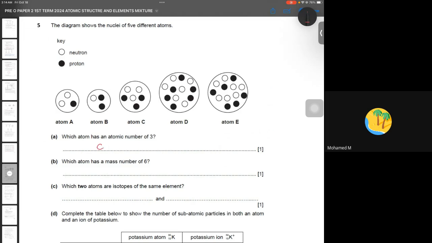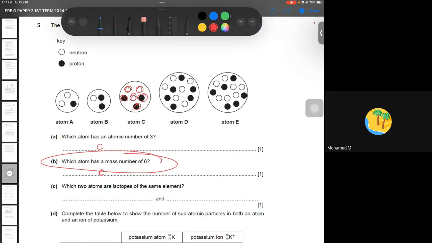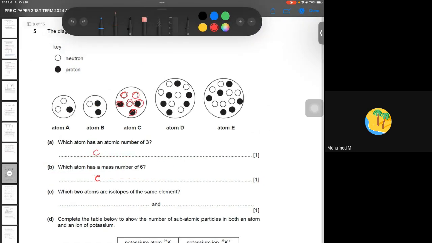Which atom has a mass number of 6? You know, mass number is the sum of protons and neutrons. So I think this is also C. Because you have 3 protons and 3 neutrons, the total is 6. So that's why I wrote 6.